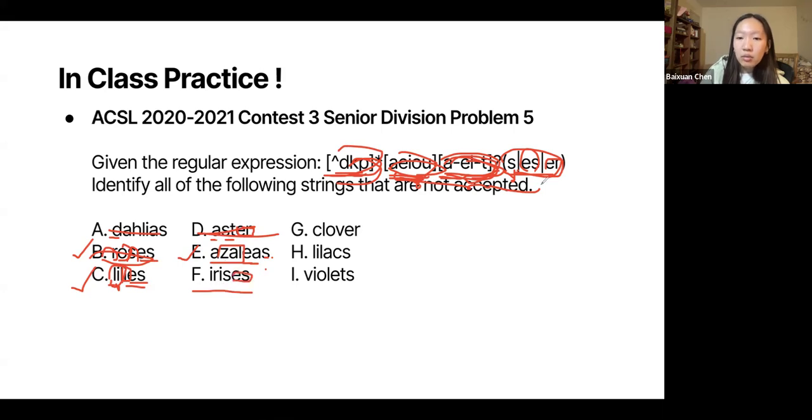And then next we have irises, again working backwards. The E and S will be accepted here. And then the S through T will be accepted into the 0 or 1, A through E or L through T. And then the I will be the vowel of A, E, I, O, or U. And the beginning I and R will be accepted into any number of not D, K, or P. So then F works.